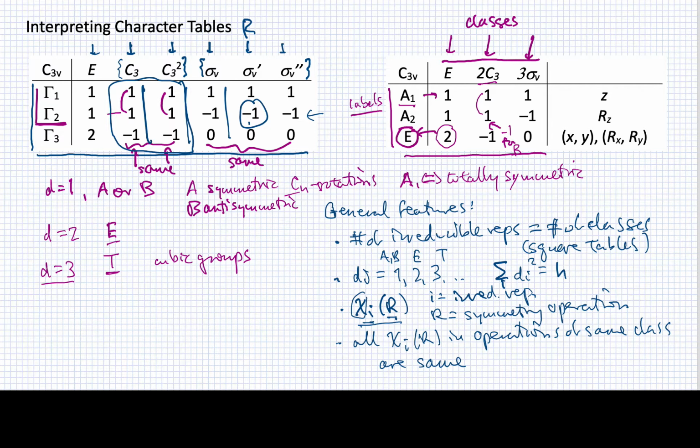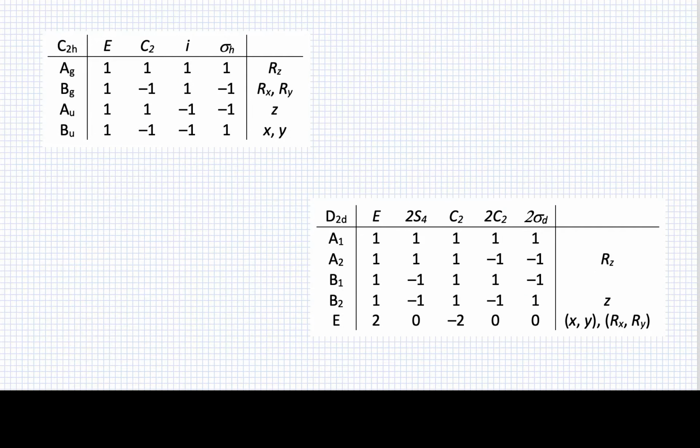Okay, so let's take a look at a couple of examples other than ones that we've actually physically worked on and see if we can see some of these patterns. So here are 2 different character tables, one for the C2H symmetry group and one for the D2D symmetry group. All right, now one of the differences I'll notice that we haven't talked about before is I don't have 1s and 2s as subscripts here. I've got G and U.